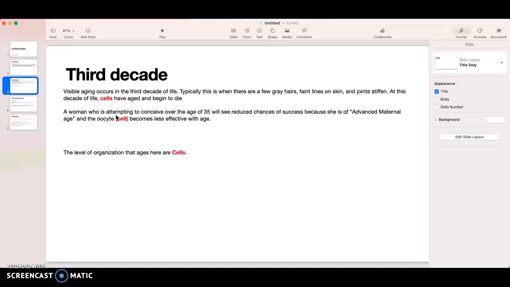An example would be a woman who's attempting to conceive over the age of 35 will see reduced chances of success because she is of advanced maternal age. The oocyte, which is the cell in the ovary, I believe, becomes less effective with age. The level of organization that ages here is cells.